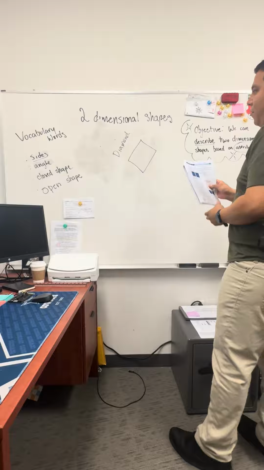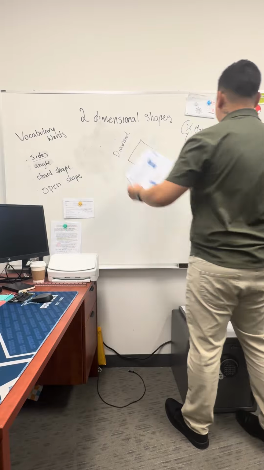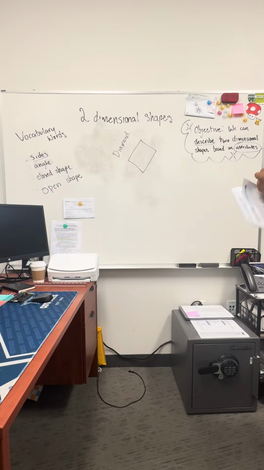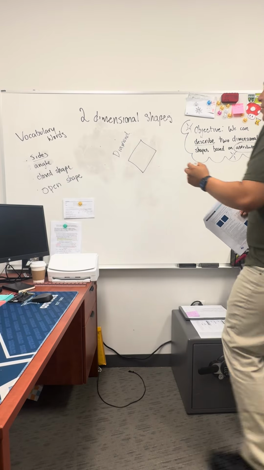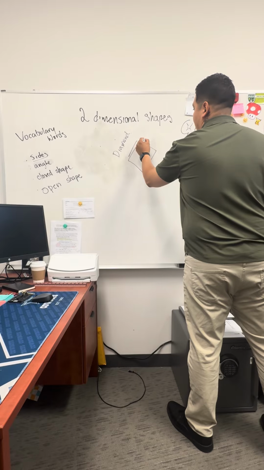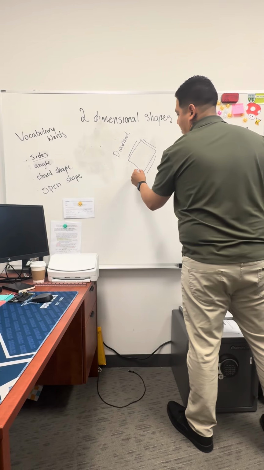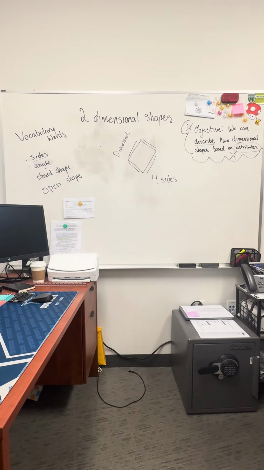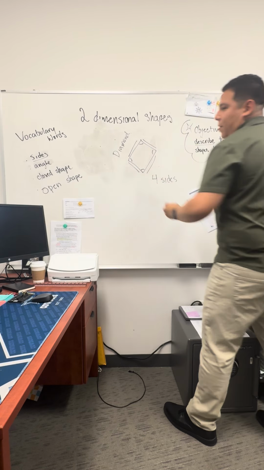Now, let's pretend like we did not know what the name of the shape was. How could you describe this two-dimensional shape based on its attributes? What can you say? Yes, you can say that it has 1, 2, 3, 4 sides. Correct. What else can you say? Yeah, it has 4 angles. And where are those angles located? 1, 2, 3, 4. Great job, great job.